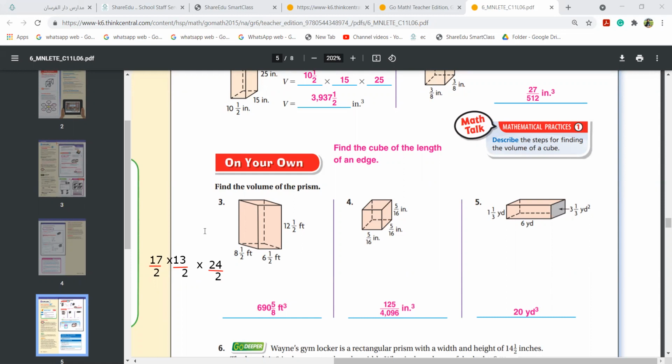Anyways, you have all this: 17, 13 over 2, and 24 over 2. Now, do you know how I got this? I think 25 over 2, not 24, girls. This is 25. Miss, but when we multiply 12 by 2, you get 24, then we add 1. Oh, yeah, 25.